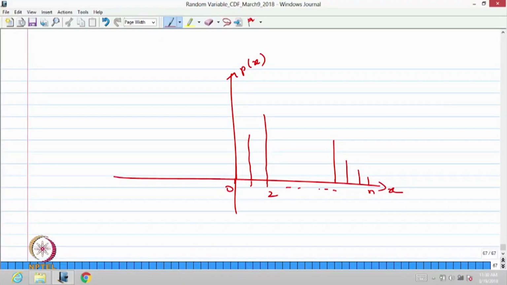Therefore, one should always know the CDF and the probability mass function for a discrete type random variable. Similarly, for a continuous type random variable, one should know the CDF as well as the probability density function. Both are very useful when you have data at first, then you can identify what the distribution could be.